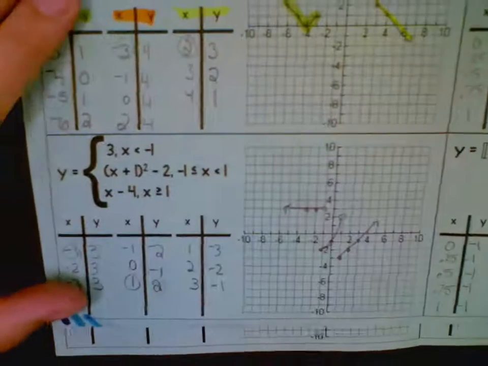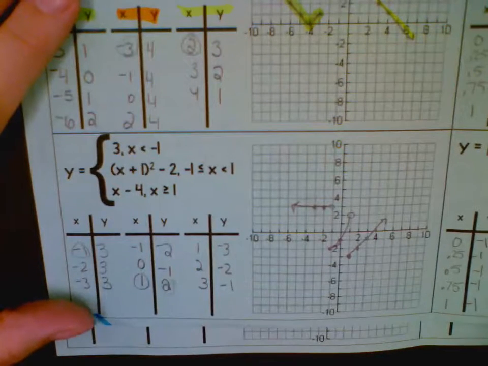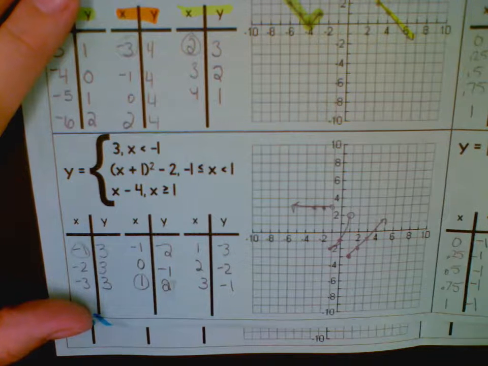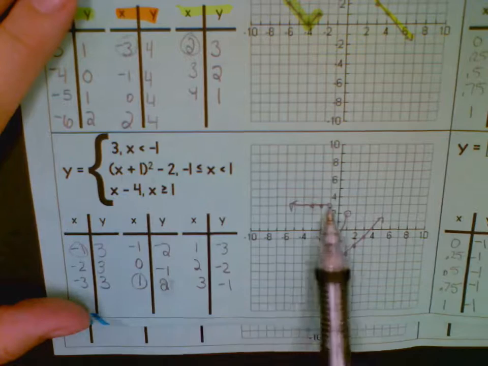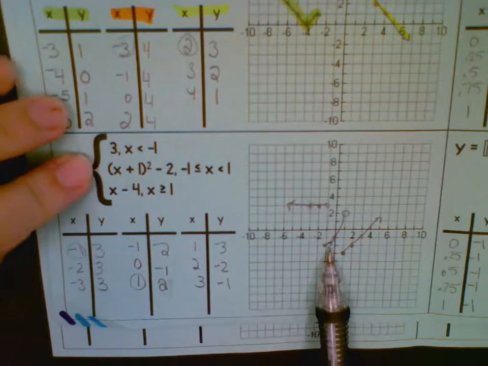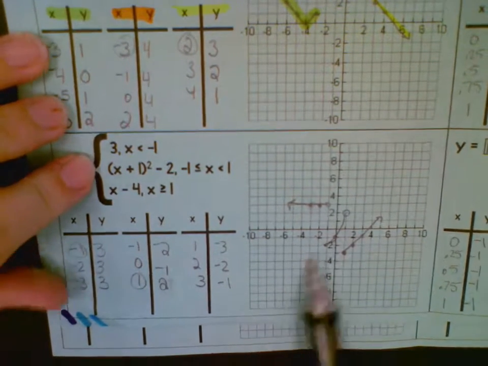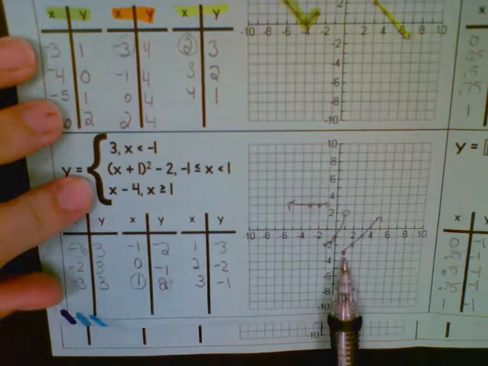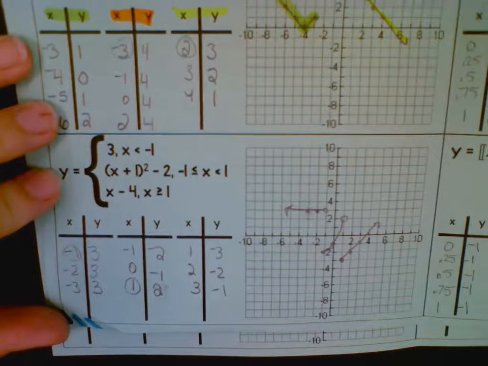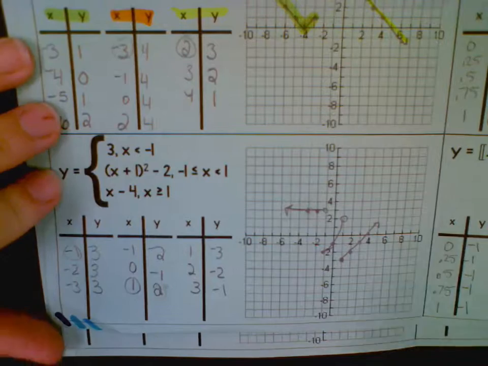Okay, I didn't highlight this one. I just drew my graphs. So our first one is another straight line, a horizontal line function. We have a parabola, but it only shows us half of the parabola, and then we have another linear. Again, make sure you write down any questions, and we'll go over them in class.